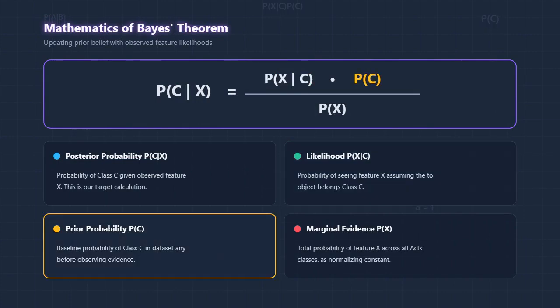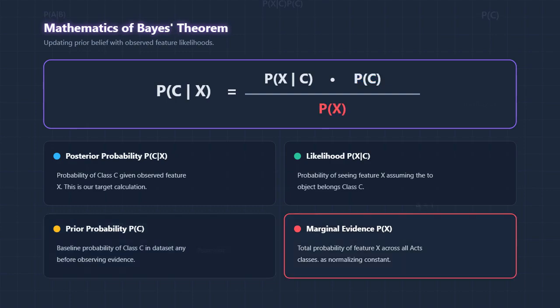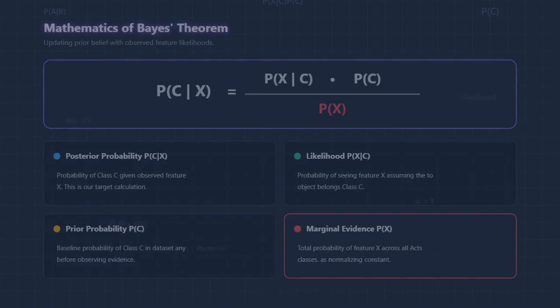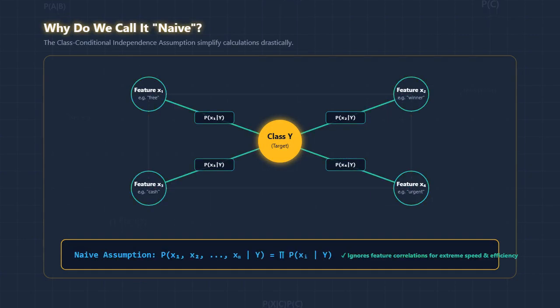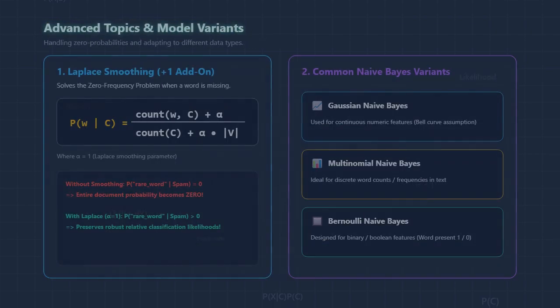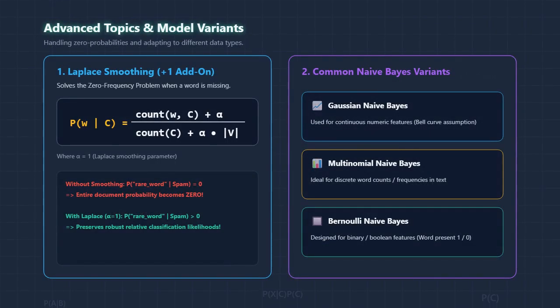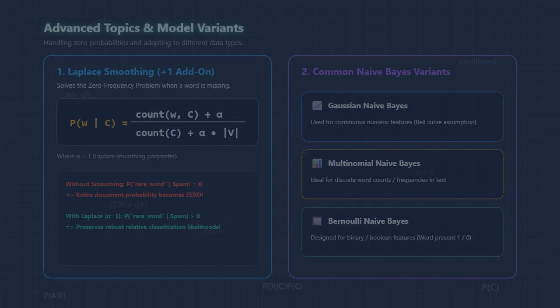Today, we will demystify how this algorithm works from the ground up. We will start with the core probability concepts, look at the mathematics of Bayes' theorem, explore why we call it naive, and then dive deep into advanced topics like Laplace smoothing and different model variants. Let's begin our journey by understanding the core problem of classification.